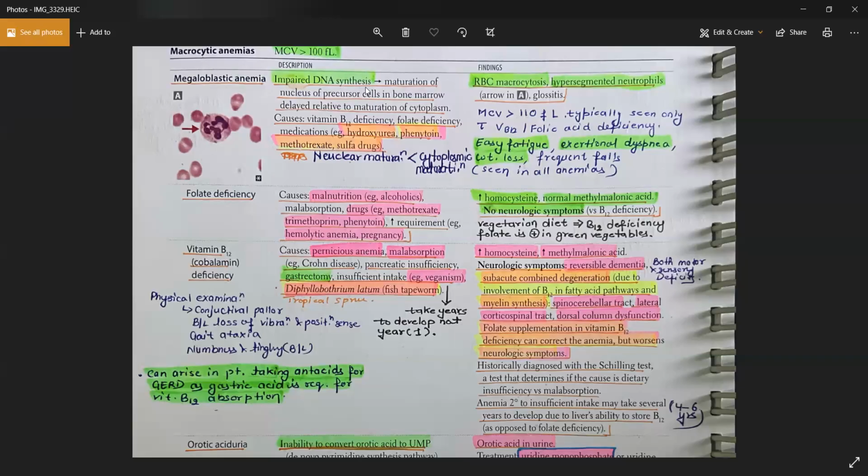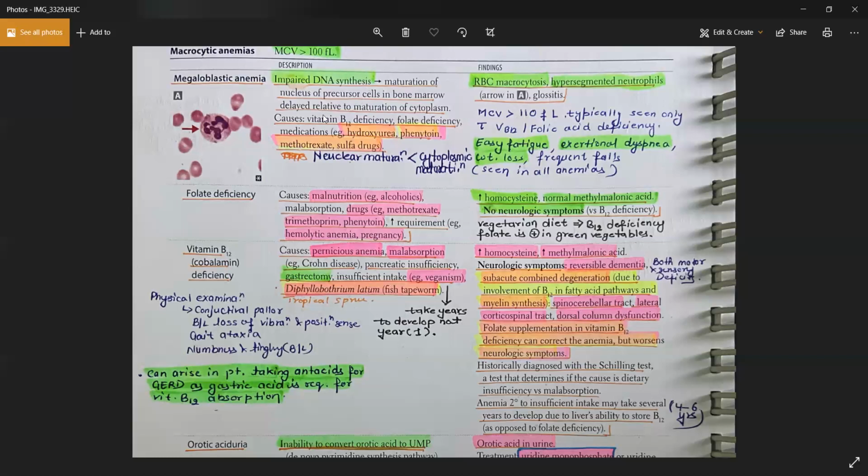As a result, the size will be very much increased, because as the RBC matures, the size of the RBC decreases, right? But because the DNA is not available, the maturation won't happen, and as a result, the size of RBCs will be very large.